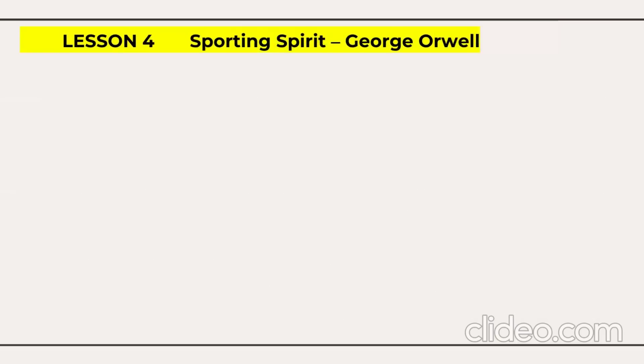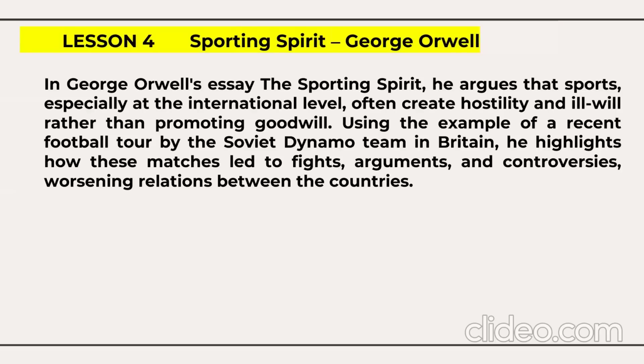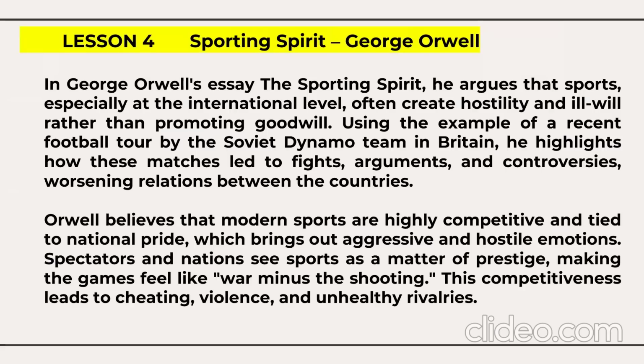Lesson number 4, Sporting Spirit. It's an essay by George Orwell. In this essay, George Orwell argues that sports, especially at the international level, often create hostility and ill will rather than promoting goodwill. Using the example of a recent football tour by the Soviet Dynamo team in Britain, he highlights how these matches led to fights, arguments, and controversies, worsening relationships between the nations.